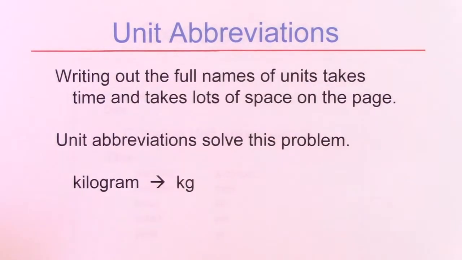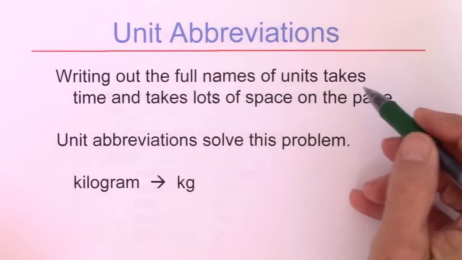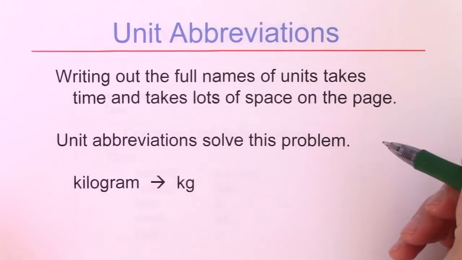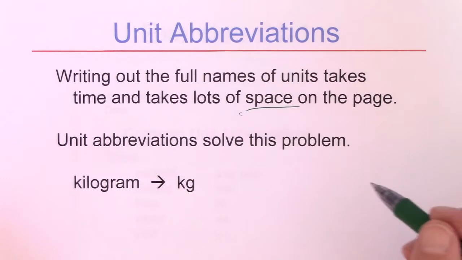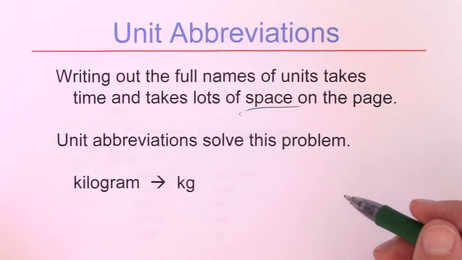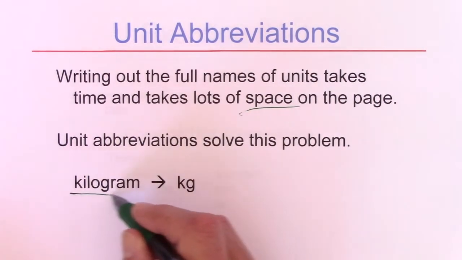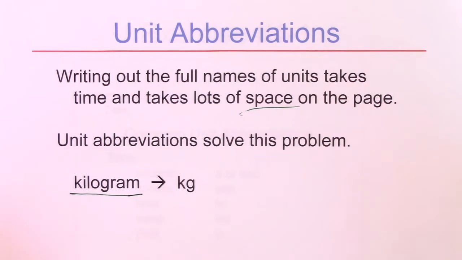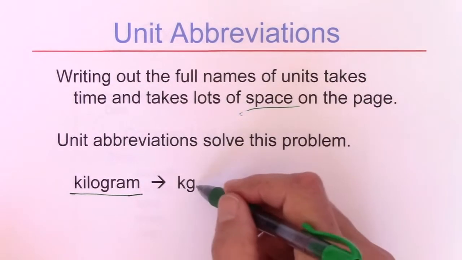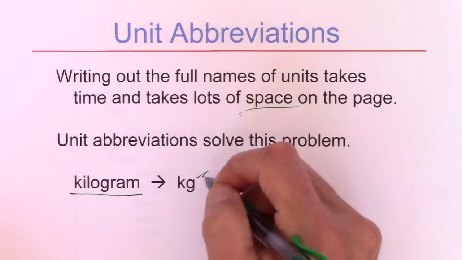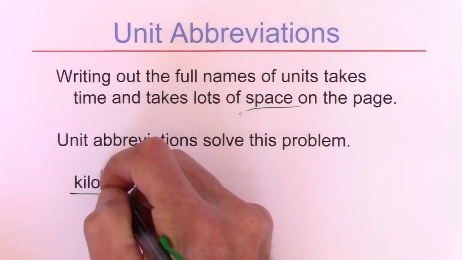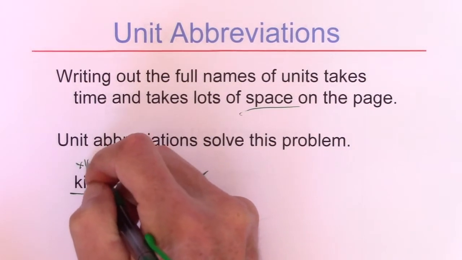So when we're using units, writing out the full names takes time and takes a lot of space on the page. And so unit abbreviations can solve this problem. So for example, the unit kilogram can be abbreviated to kg. Much easier to write kg than kilogram. And kilo is a prefix that means times 1,000.